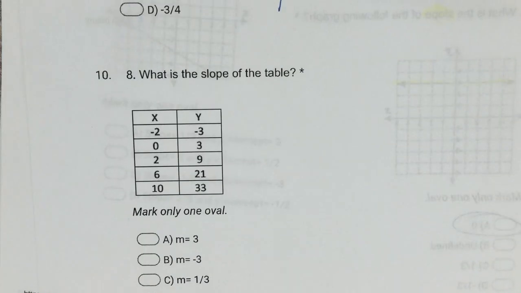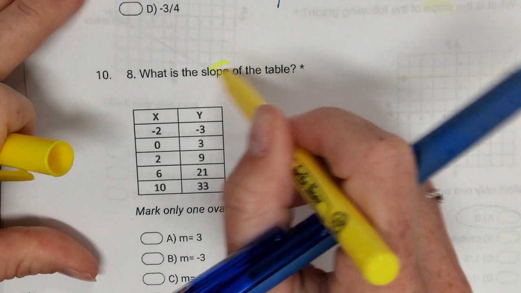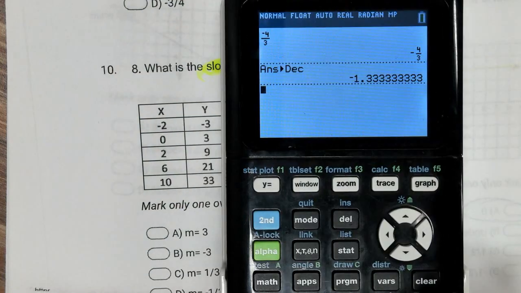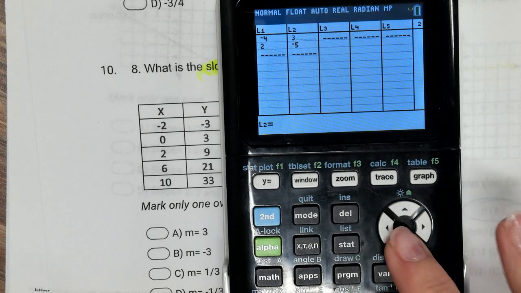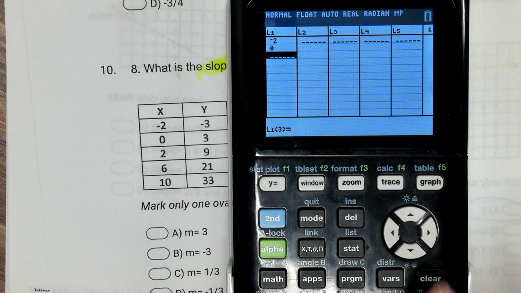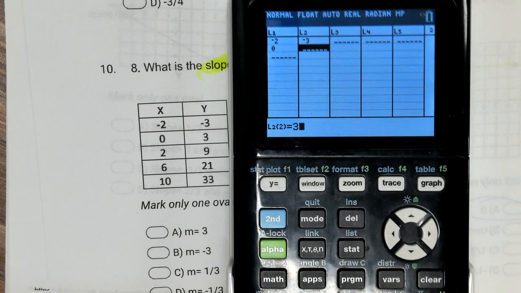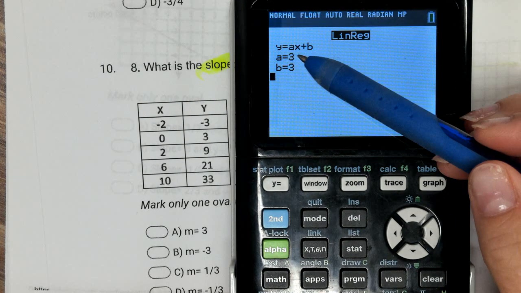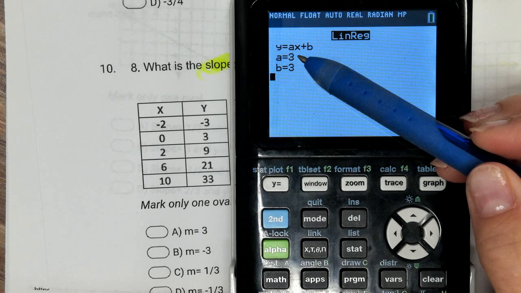Number 10. What is the slope of the table? What am I going to use? Stat. So I go to stat, edit, clear out my list. Do I have to type in the whole table? No, I need at least 2 coordinates. Stat calc for, what is the slope? +3.